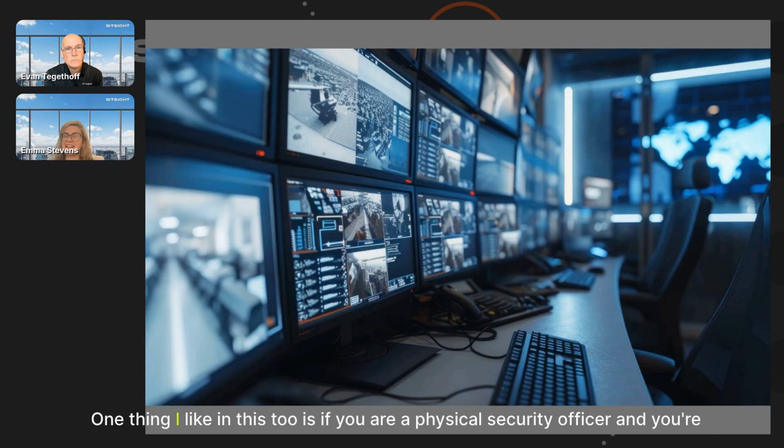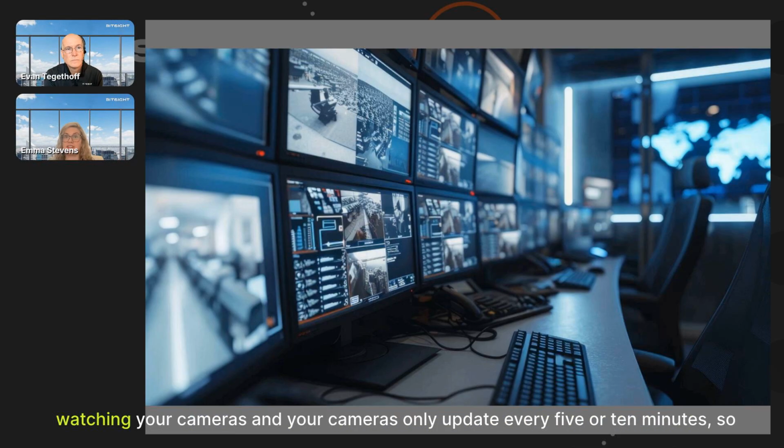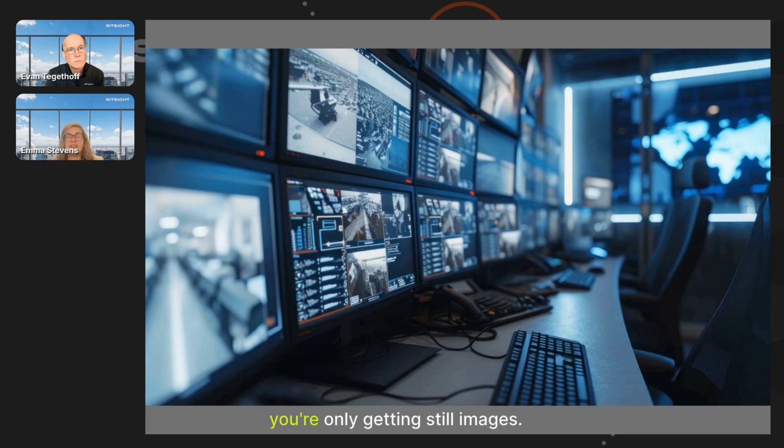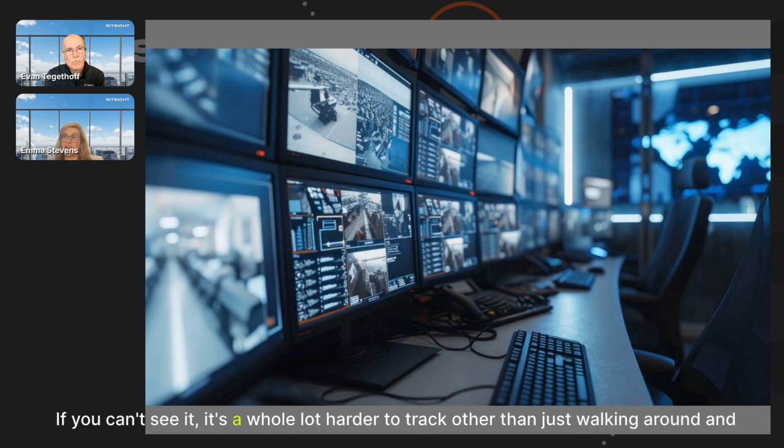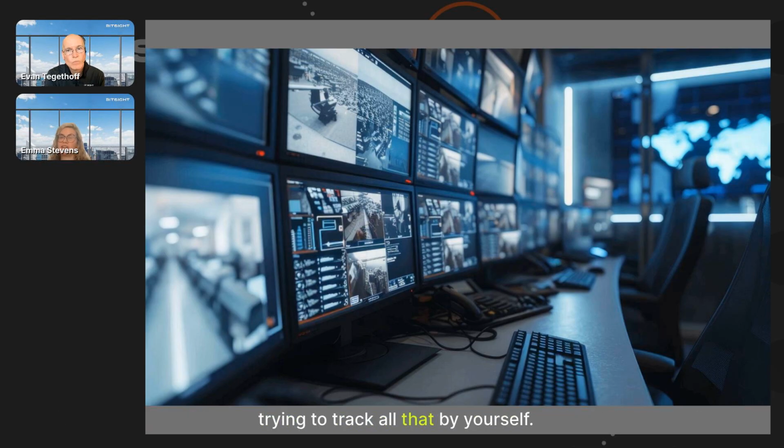One thing I liken this to is if you are a physical security officer and you're watching your cameras, and your cameras only update every 5 or 10 minutes, so you're only getting still images. How do you know if someone's trying to break in right now? How do you know if there's not an active threat? If you can't see it, it's a lot harder to track, other than just walking around and trying to track all of it by yourself.